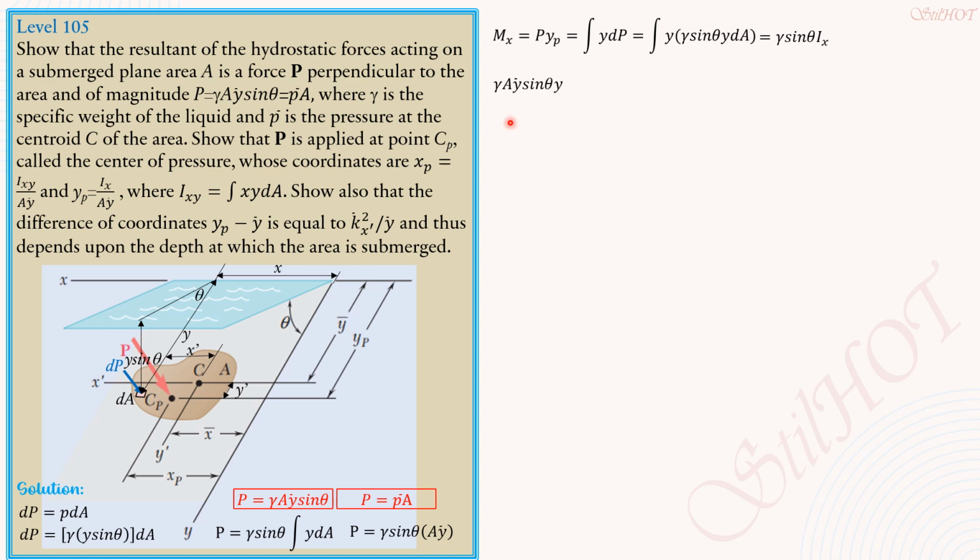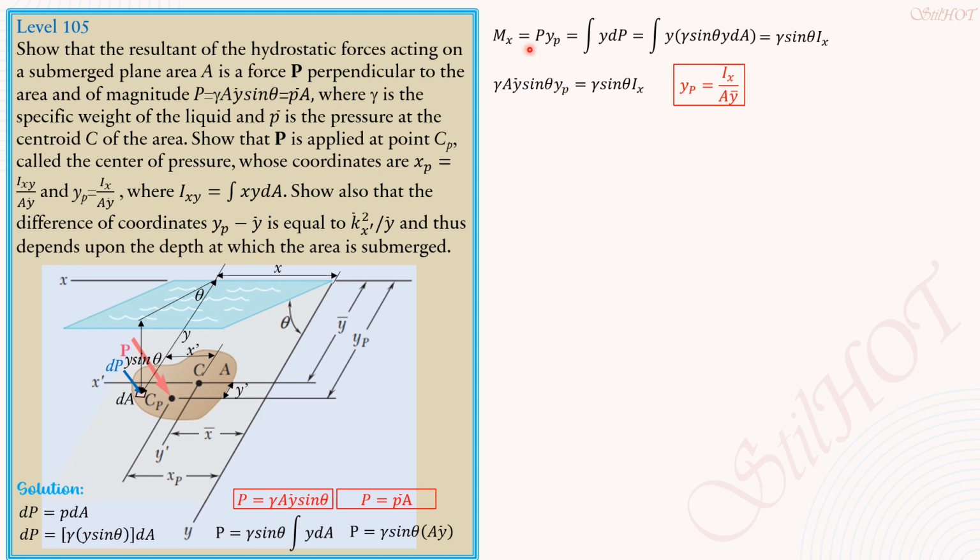So gamma area barred y sine theta, which is P times y sub P, equal to gamma sine theta Ix, cancelling out specific weight sine theta. Then we have left here area barred y, yp, then Ix. Therefore, y sub p or y sub cp is Ix over area times barred y, which we show that y sub p is really Ix over area barred y.